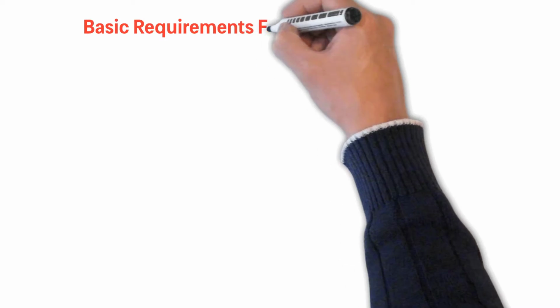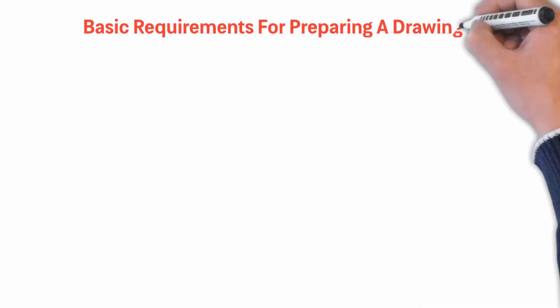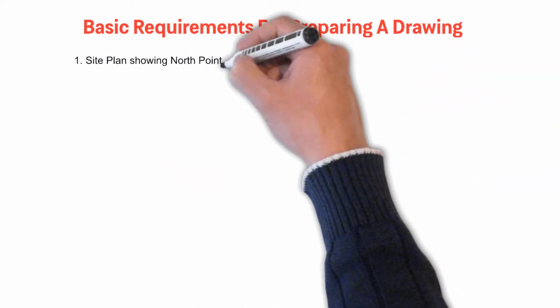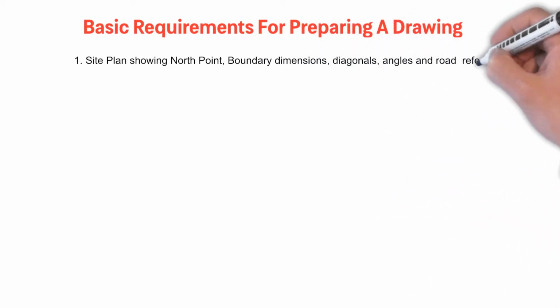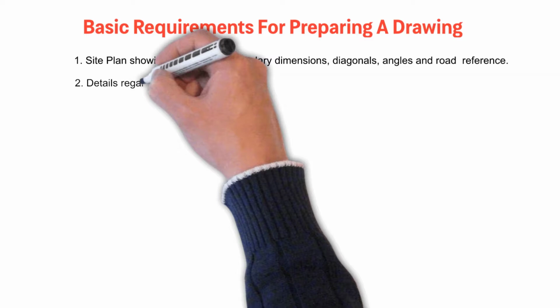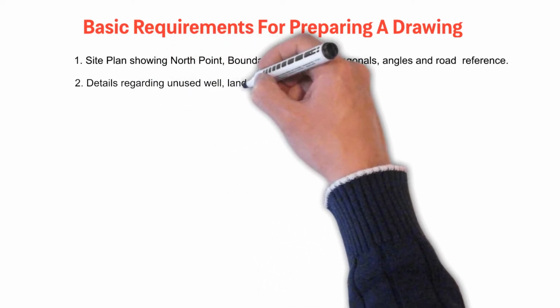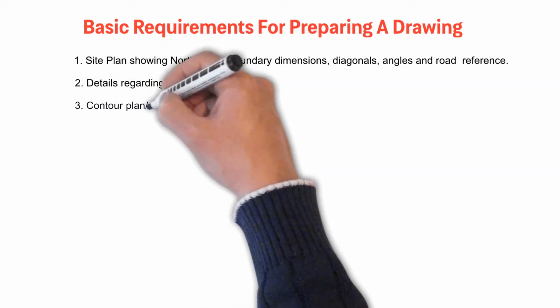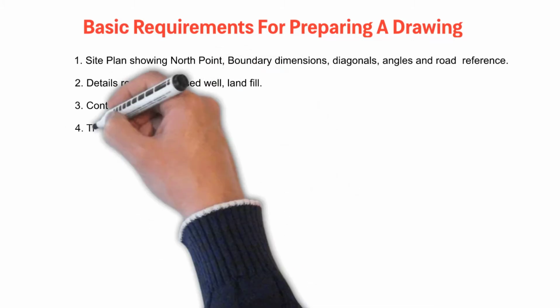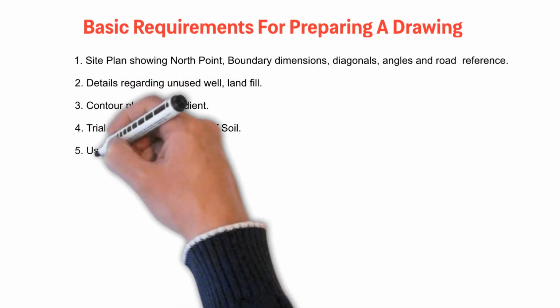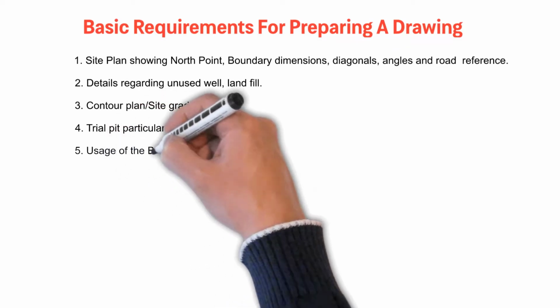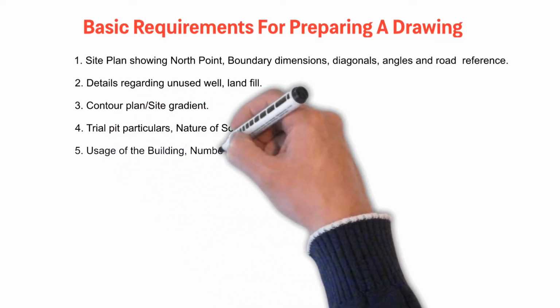Then let us see what are all the basic requirements for preparing the drawing. First of all, we should prepare a site plan showing the north point, boundary dimensions, diagonals, angles and road reference. Next, details regarding unused well, landfill if any. Then we have to prepare the contour plan with the site gradient. Then we should get the trial pit particulars, nature of the soil, and we should ascertain the usage of the building and number of floors to be constructed.